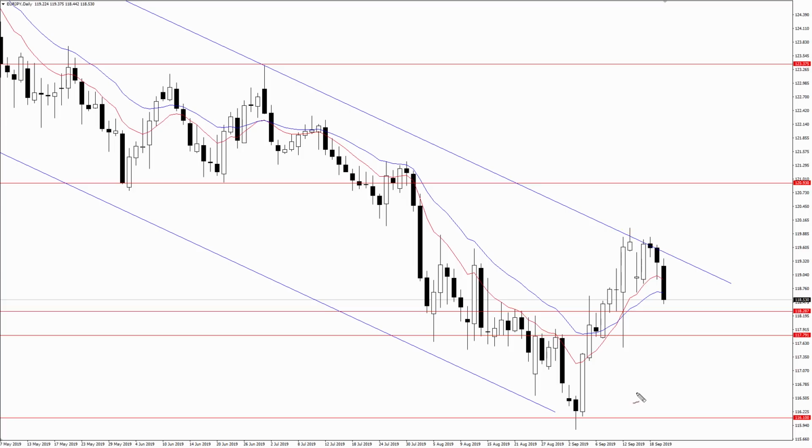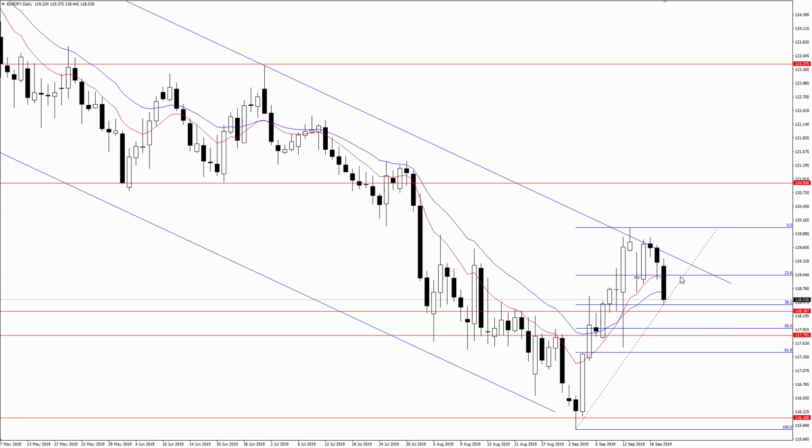So one other thing about 117.80 is that it is the 50% retracement of this short-term range. So notice how that 50% comes in just above 117.80. So here's the 50%, here's 117.80. So if we do see a move below 118.30, I think that 117.80 is one to keep an eye on.